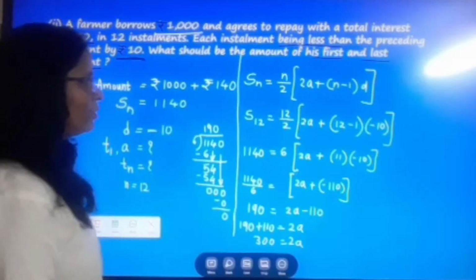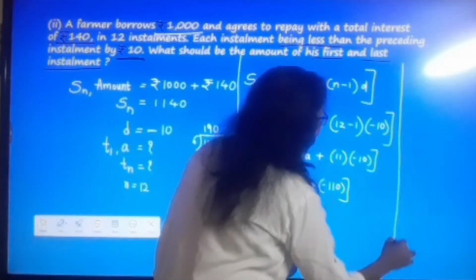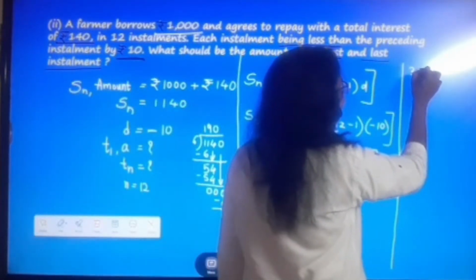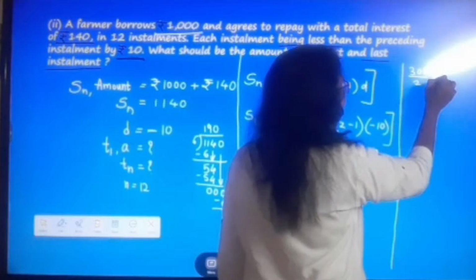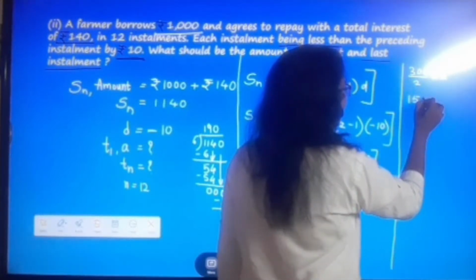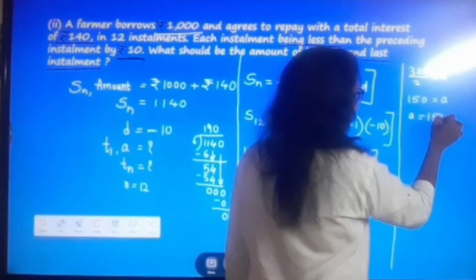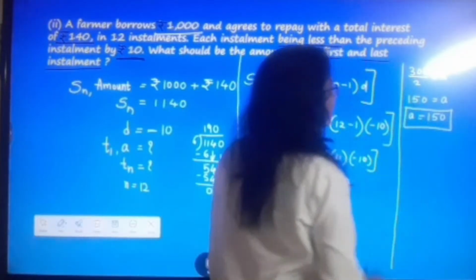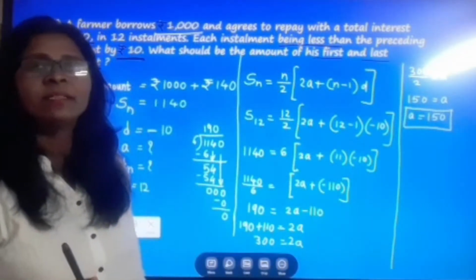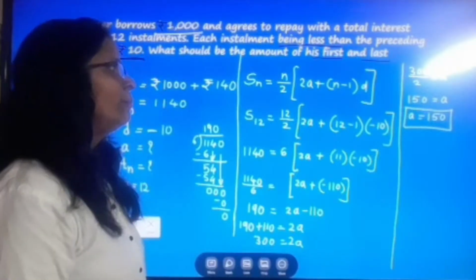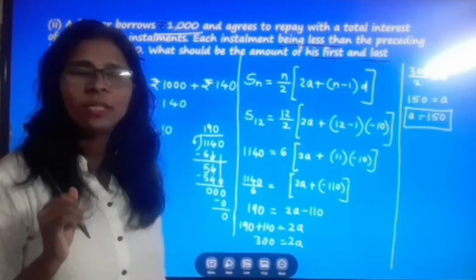Okay, so now here 300 upon 2 is equal to a, that means 150 is equal to a. So here a is equal to 150. So that means students, the first installment is equal to rupees 150.